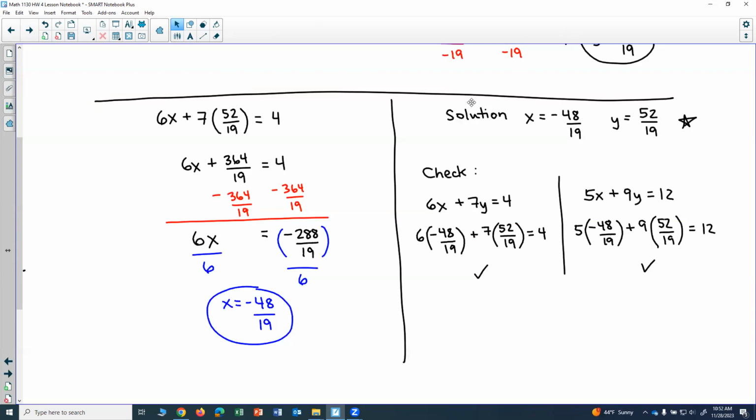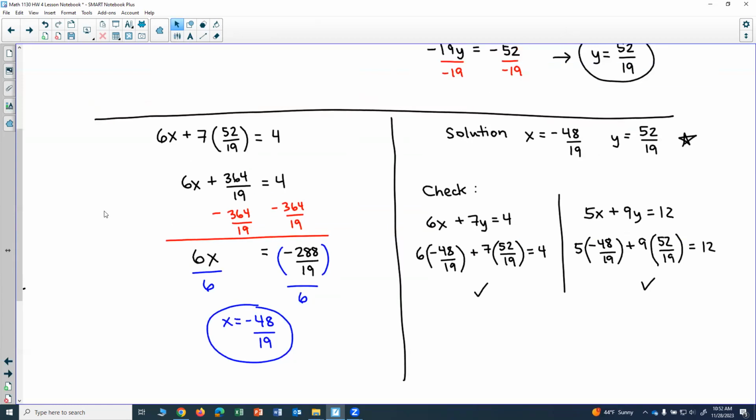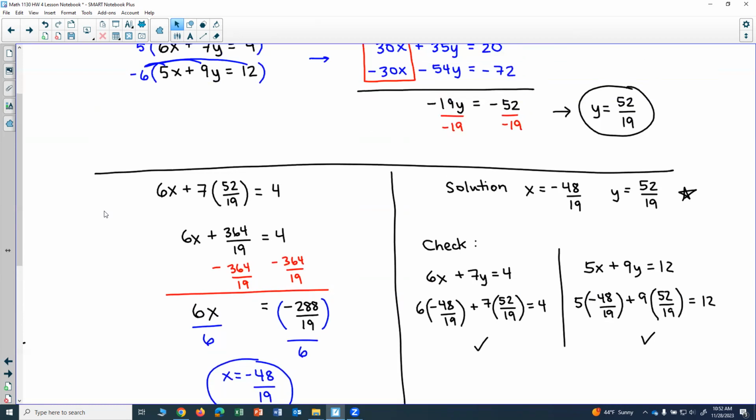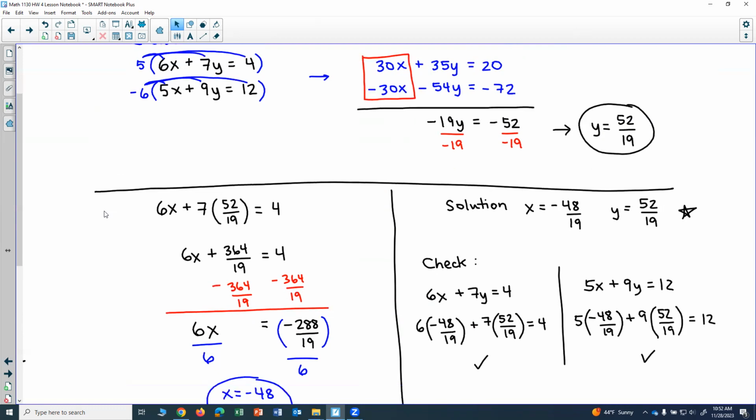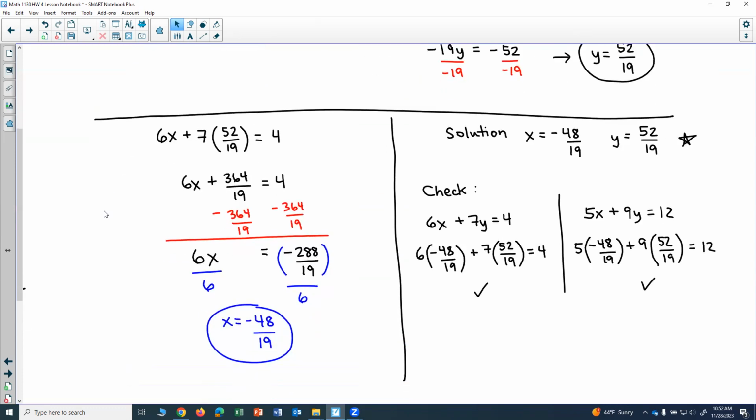That's the process of elimination. You don't always end up with these fractions. Sometimes you'll end up with whole numbers and it will be easier to work with, but it's okay to end up with fractions, especially since you can use the calculator to help you solve like we did here.